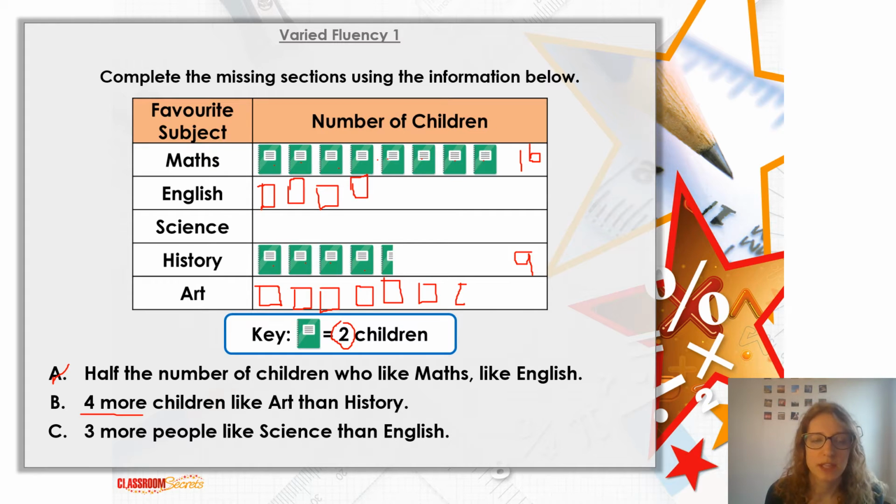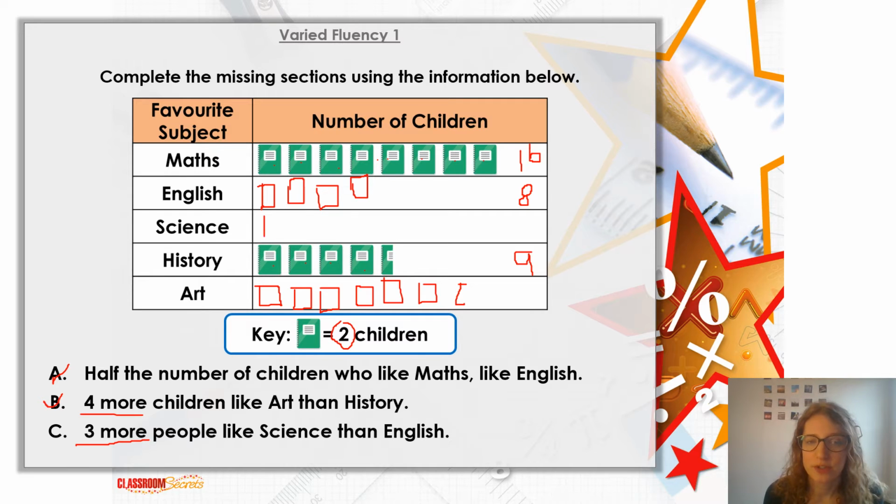Okay, so we've done that one. And then our last clue, 3 more people like science than English. So we worked out that it was 8 people who liked English, so 3 more people than that. So do I draw 3 whole books, or what do I need to do?